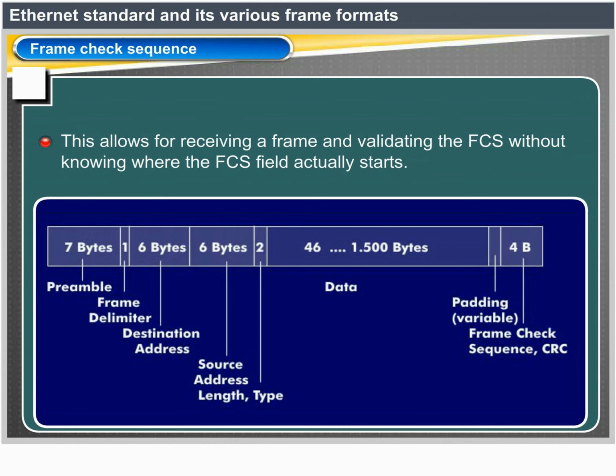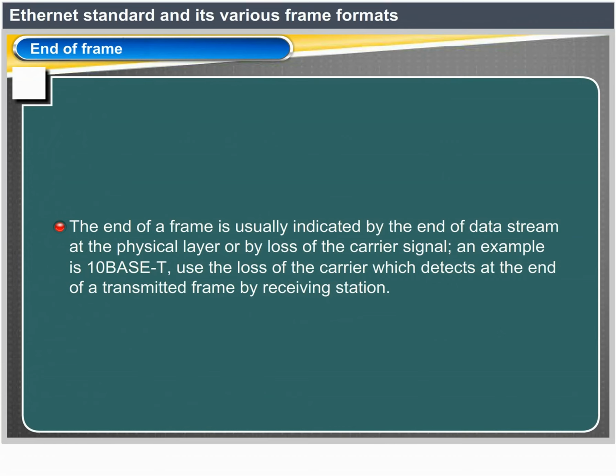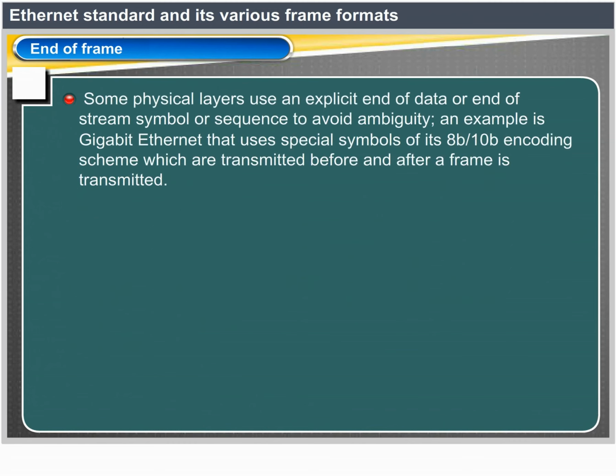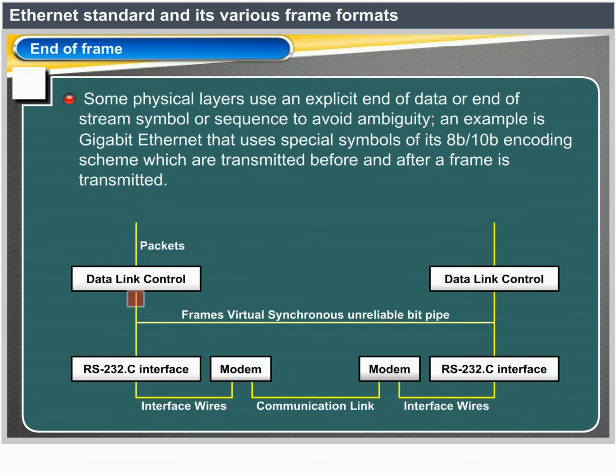End of frame. The end of a frame is usually indicated by the end of the data stream at the physical layer or by loss of the carrier signal. An example is 10BASE-T, which uses the loss of carrier to detect the end of the transmitted frame at the receiving station. Some physical layers use an explicit end-of-data or end-of-stream symbol or sequence to avoid ambiguity. An example is Gigabit Ethernet, which uses special symbols of its 8B/10B encoding scheme that are transmitted before and after a frame is transmitted.